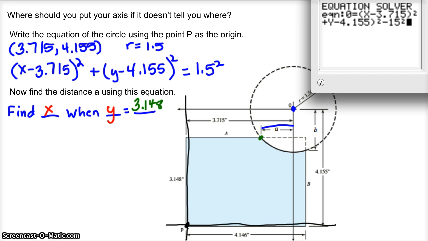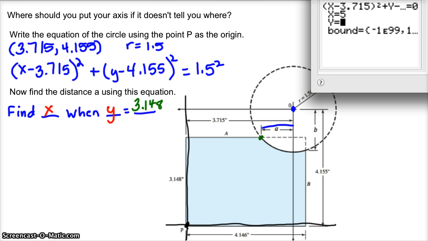Okay, and my decimal point didn't come out, so let me scoot over and fix that. You have the two boxes. You put the left side of the equation in the top box and the right side of the equation in the bottom box, and then I think your next screen will look like mine. So we're trying to find x when y is 3.148, so I'm going to sit on the y equals and take 3.148 here.